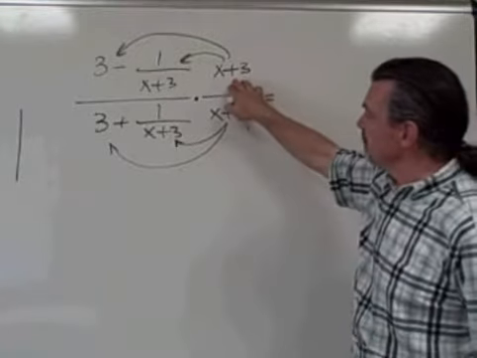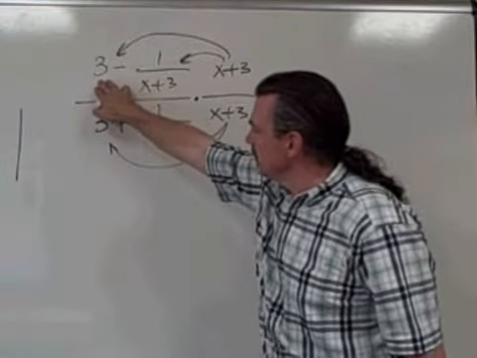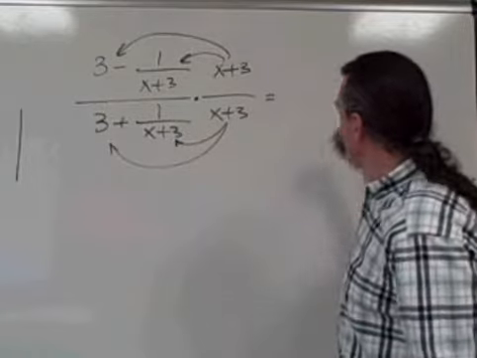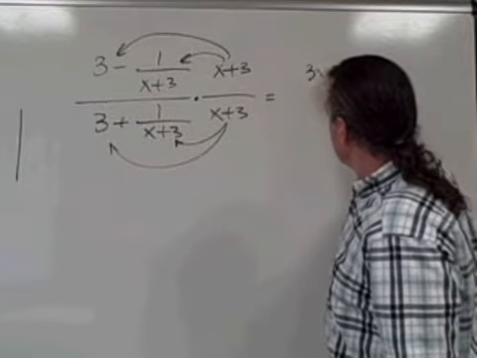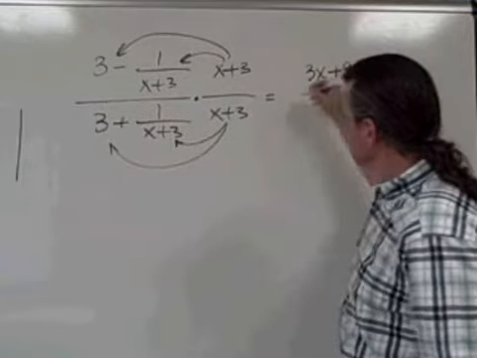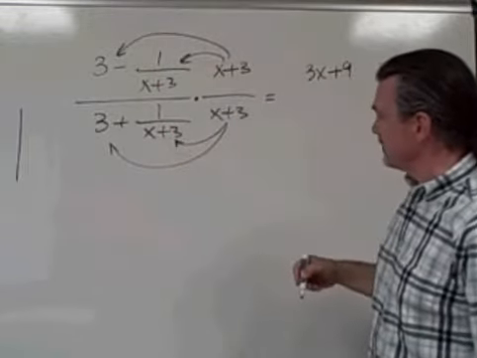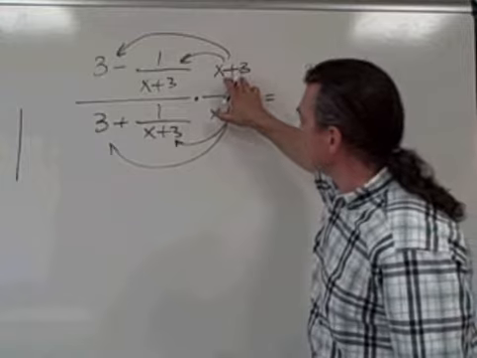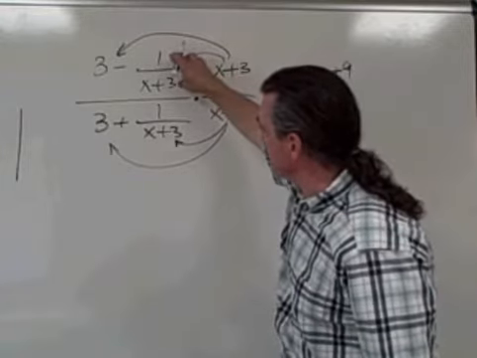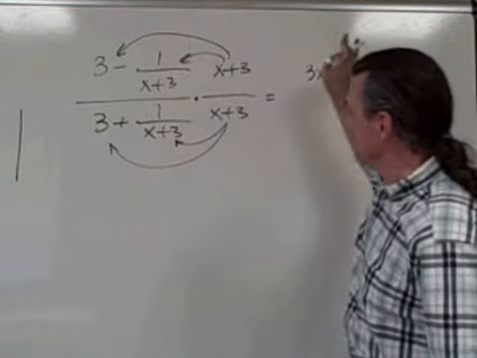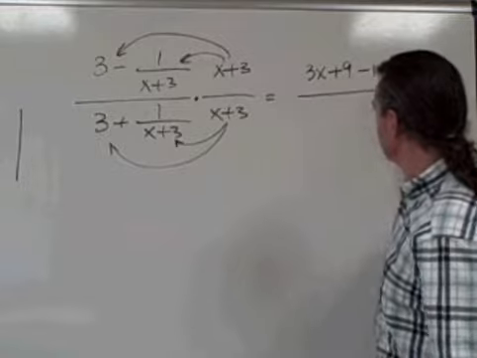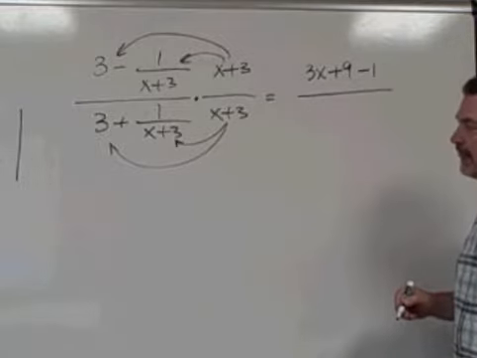When we multiply this binomial times the 3, we would end up having 3x plus 9, right? 3 times x is 3x, 3 times plus 3 is plus 9. And when I multiply this binomial times the fraction 1 over x plus 3, the x plus 3's will cancel, simply leaving me minus 1.